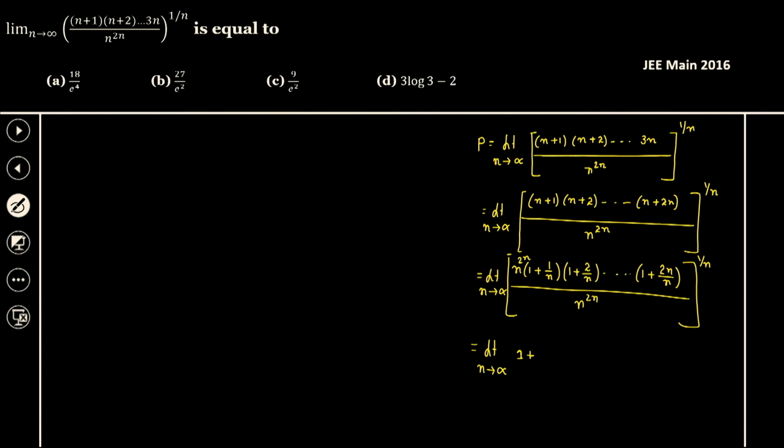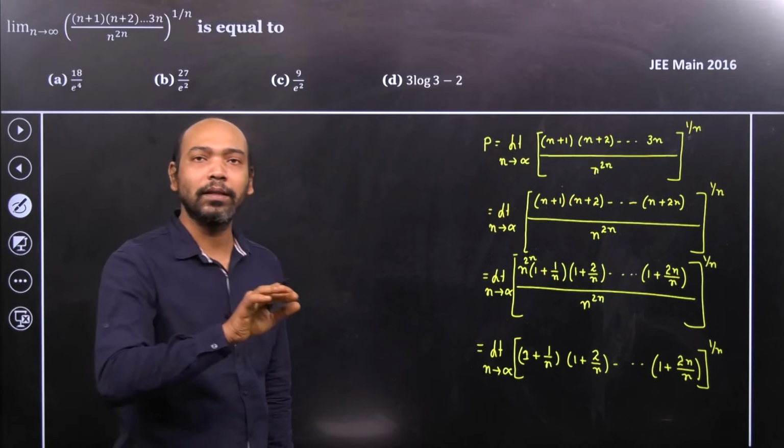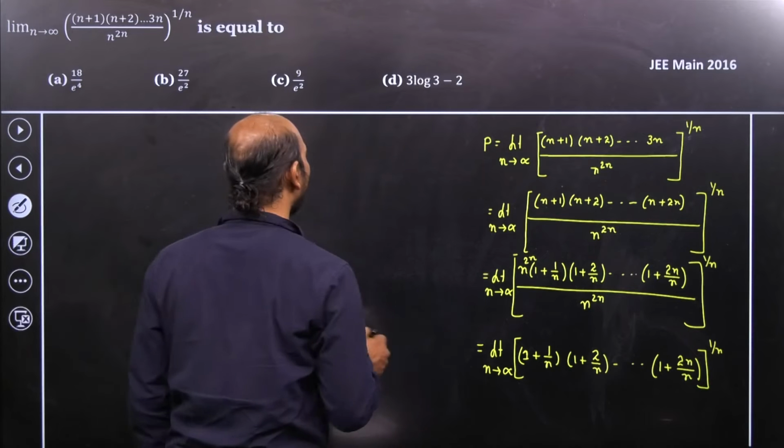of the product of 1 plus 1 by n, 1 plus 2 by n, and so on. It ends with 1 plus 2n divided by n. Now, obviously, you see that for a product, calculating limits and everything becomes a little difficult. So we'll take the natural logarithm on both sides.